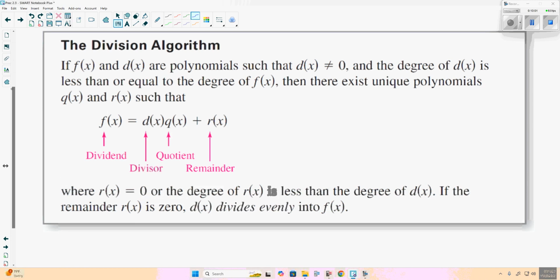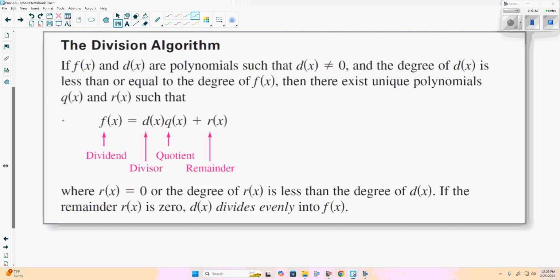If f of x and d of x are polynomial functions, that d of x is not equal to 0, and the degree of d of x is less than or equal to the degree of f of x, what we started with, then there exist unique polynomials q and r such that this is true, where r of x is equal to 0 or the degree of r of x is less than the degree of d of x. If the remainder r of x is 0, d of x divides evenly.